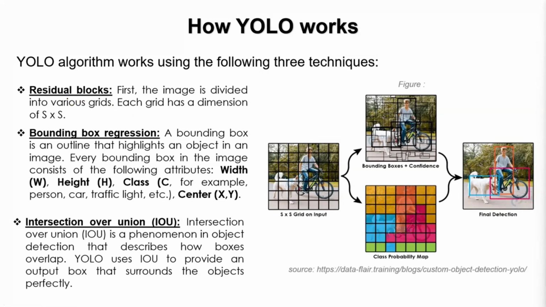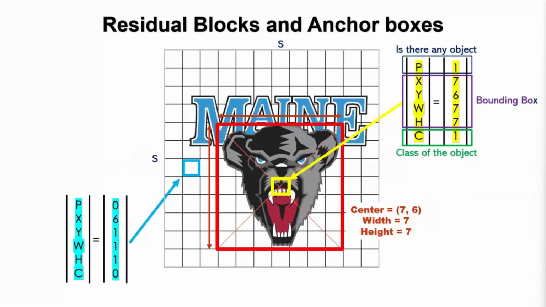The YOLO algorithm uses three techniques, which are residual blocks, bounding box regression, and intersection over union. I'll be discussing this in detail as I go on.